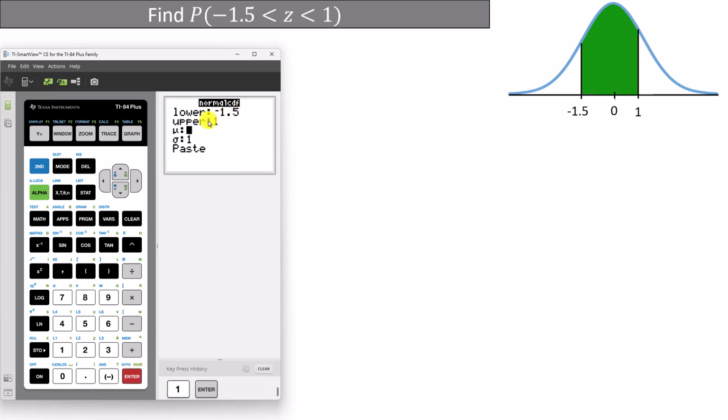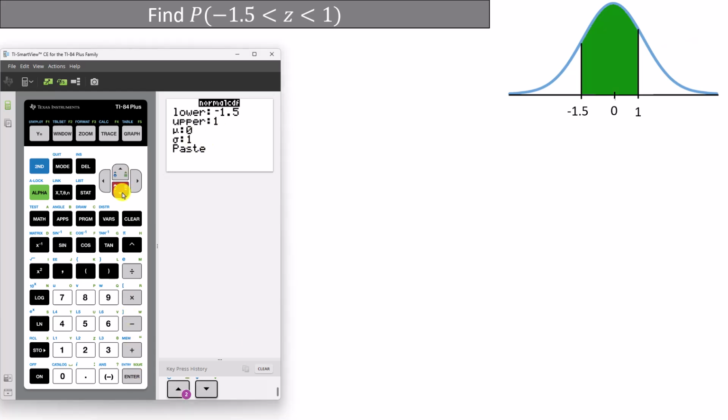You should always leave the last two arguments as 0 and 1 if you're a student in my class. It is possible to sometimes change these last two arguments, but I think it's simpler to always leave them as 0 and 1. Basically, every time you use the normal CDF function, you know that you're using z-scores, which have a mean of 0 and a standard deviation of 1.